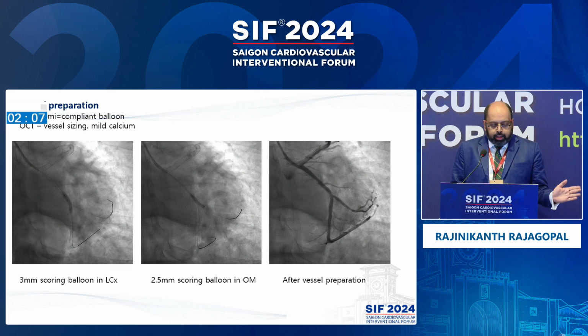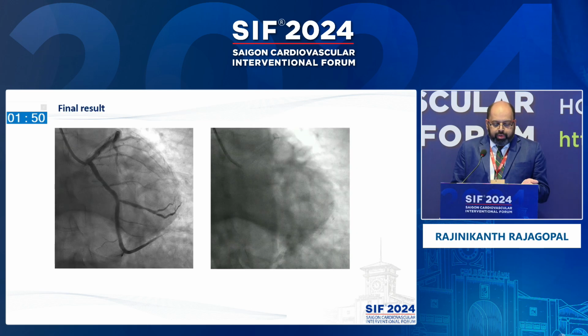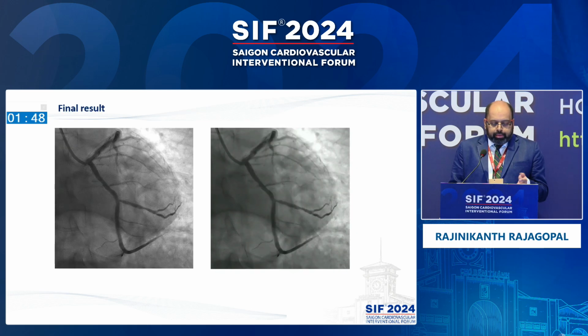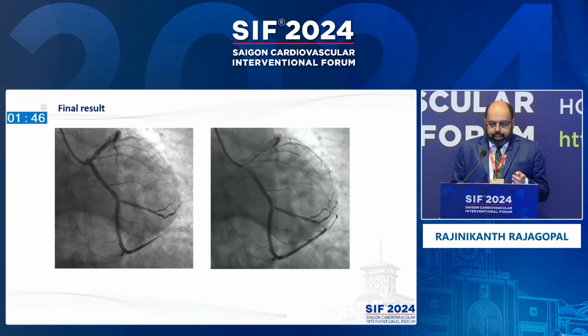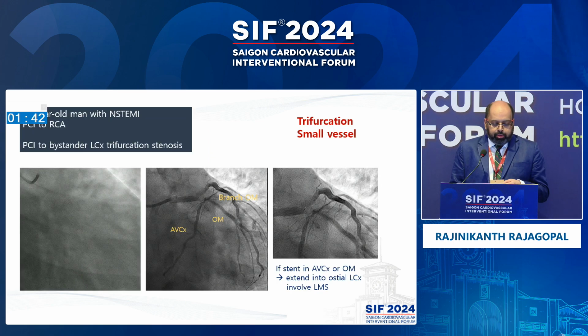So here we prepared sequentially with scoring balloons in the main circumflex and in the OM. And after looking at the result, we deployed sequentially, first a DCB in the OM and then a DCB in the circumflex, then pulled the balloons back a little bit and did kissing balloon at low pressures with the DCB and got a very good final result. Some people like to deploy both the DCBs at the same time. So that's also an option. I think it's individual preference.